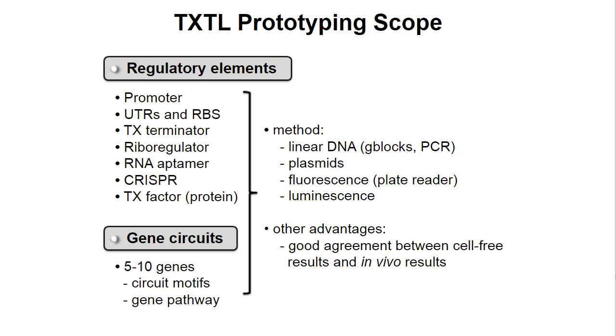So the advantage is that cell-free has a great agreement between itself and in vivo results. And in addition to all of this, it is very fast. This happens quickly in TXTL. We can measure and acquire results within a day for a single gene, and in a couple of days for circuits.